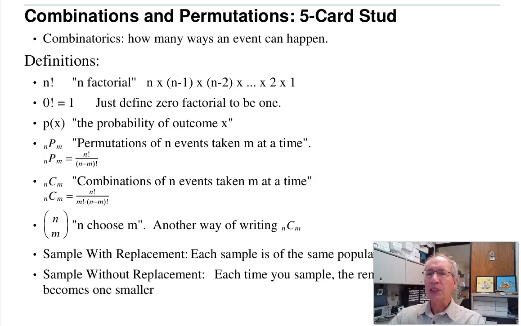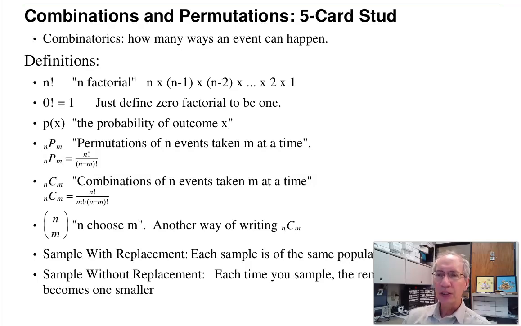Now, before we start, let's do a couple definitions. Combinatorics is how many ways an event can happen. What we did in the previous lecture is do enumeration, just go through every combination and count how many times that happens. That does work, but sometimes there are just too many possibilities. In those cases, you can actually calculate how many possibilities there are. But to do that, we'll need to use a couple things like factorials, permutations, and combinations.